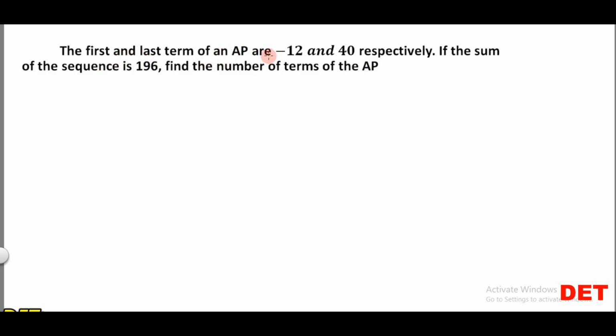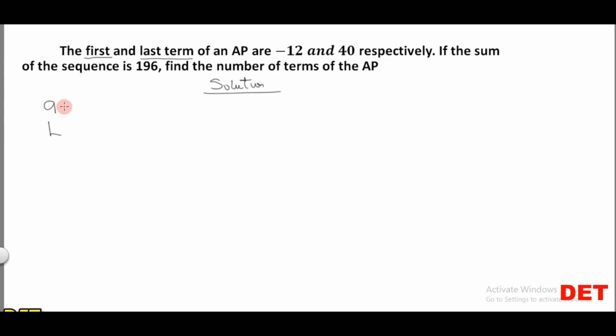So the first thing I would want to do here is to bring out the parameters in this question so that I can know the right formula to apply. The first and the last term of an AP are minus 12 and 40 respectively. What that means is that they are minus 12 and 40 in that order.